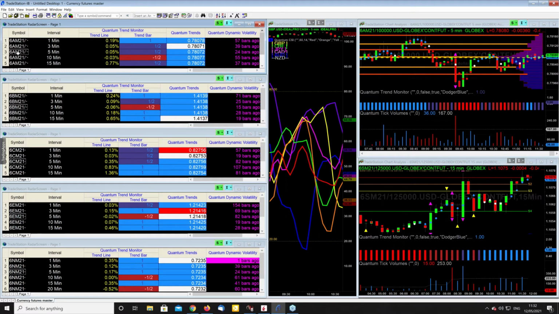I can click on any of these. These are all symbol linked and interval linked, exactly the same over here. So I click on any of these and it'll automatically pull out. This is the 6A on 5 minute. You can see where it is.